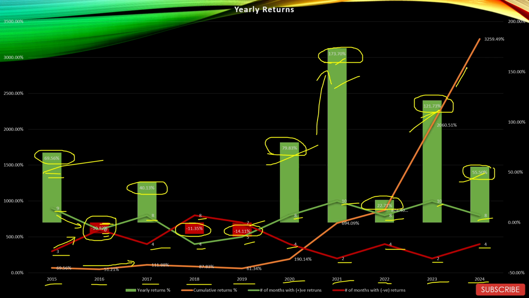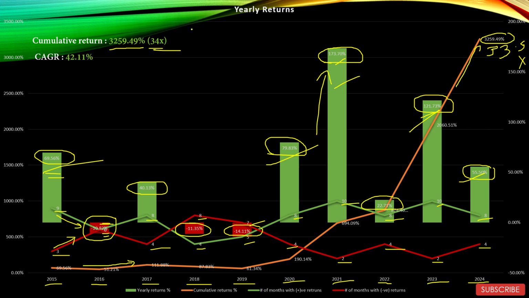So follow this orange line over here, and we can see that the 10 years cumulative returns is 3,259.49%, which is 33.5x in the last 10 years. Let's see the key takeaways, which include the cumulative return, which is 3259.49%, approximately 34x.